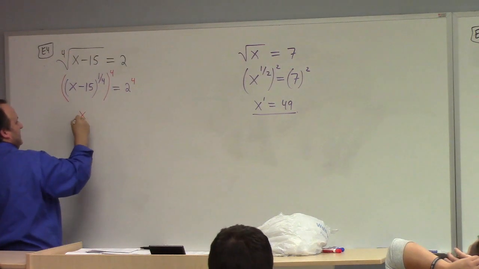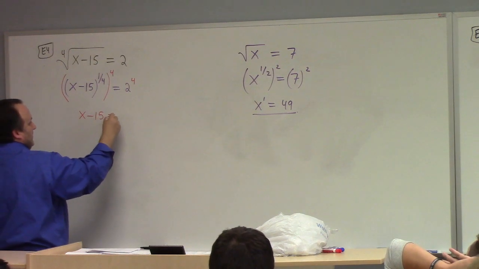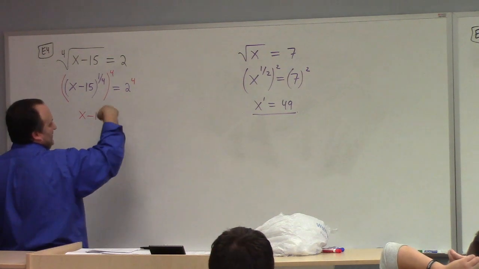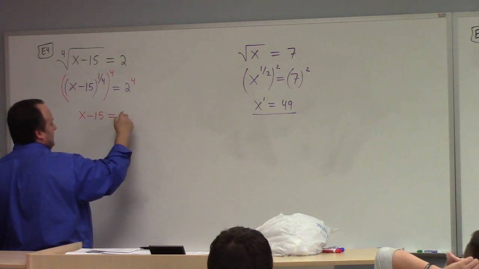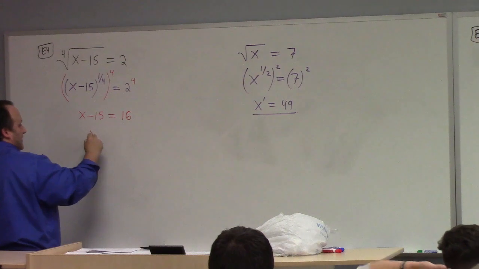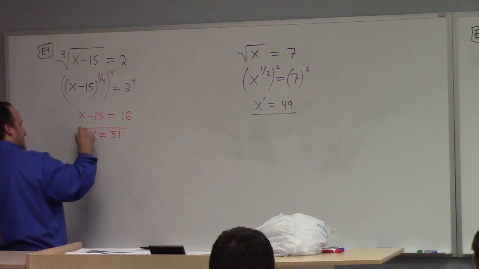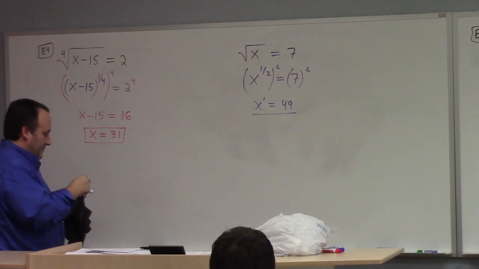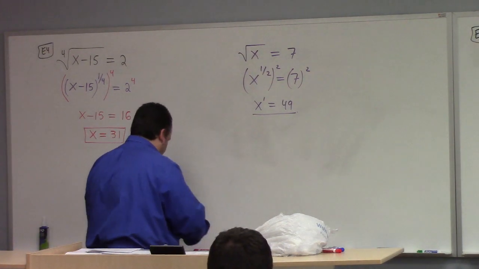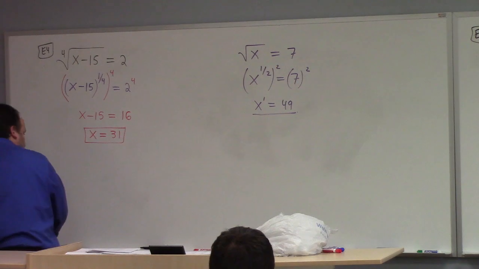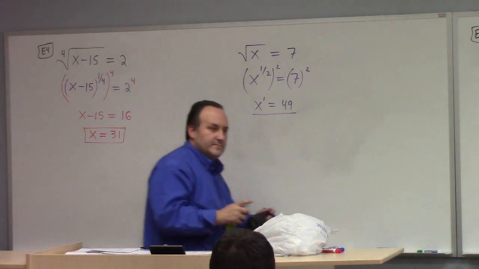And so we get x minus 15 equals 2 times 2 times 2 times 2. What's 2 to the fourth? It's in fact 16. And so our answer is simply x equals 31. So at first glance, this problem looks a little scarier than the other ones we just worked, but actually it's much easier, right?